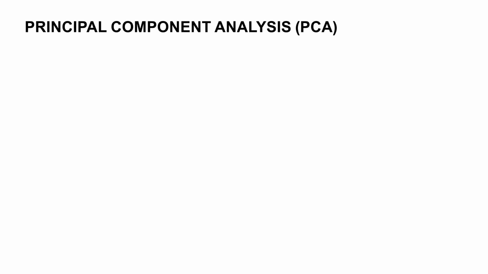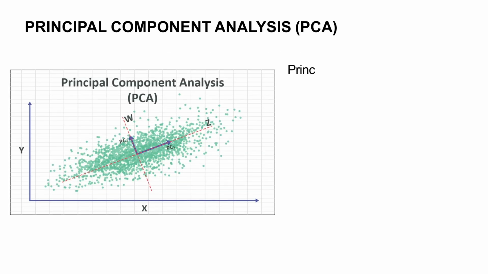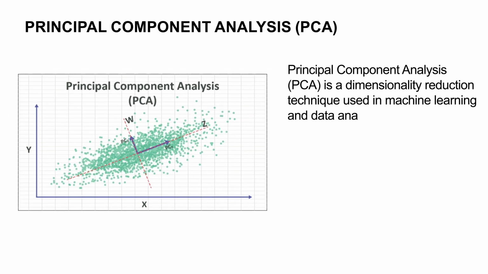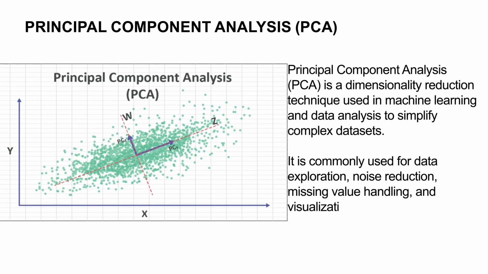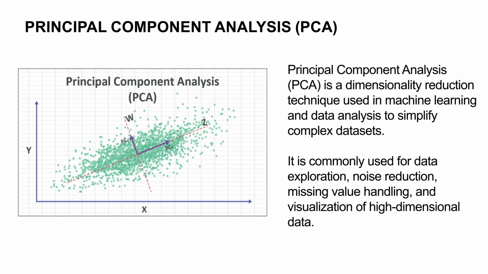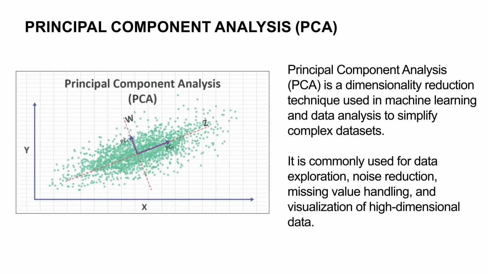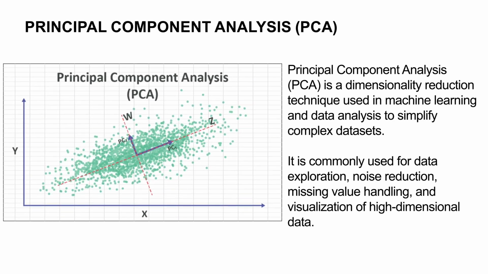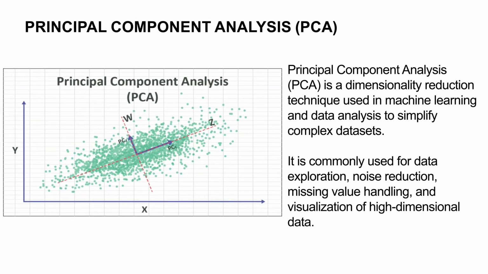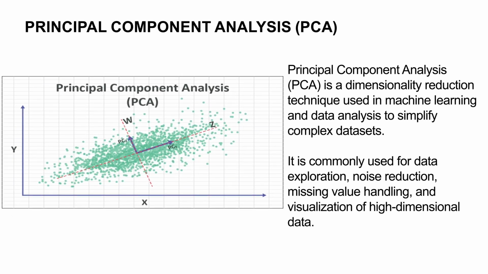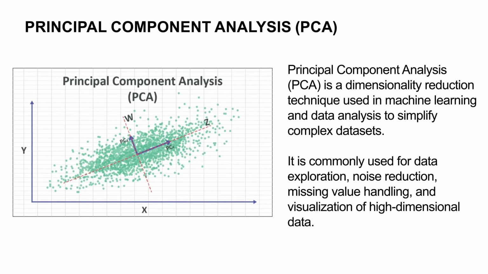Principal Component Analysis, PCA. Principal Component Analysis, PCA, is a dimensionality reduction technique used in machine learning and data analysis to simplify complex data sets. It is commonly used for data exploration, noise reduction, missing value handling, and visualization of high-dimensional data.